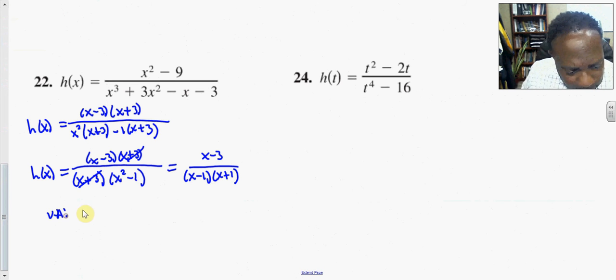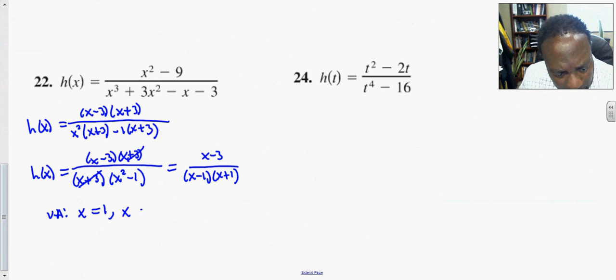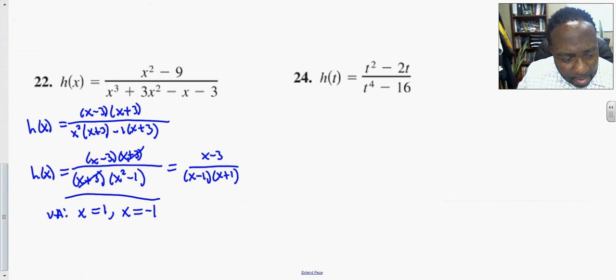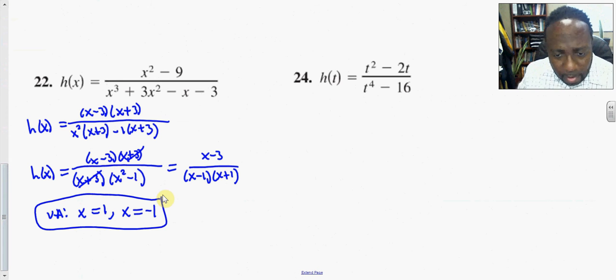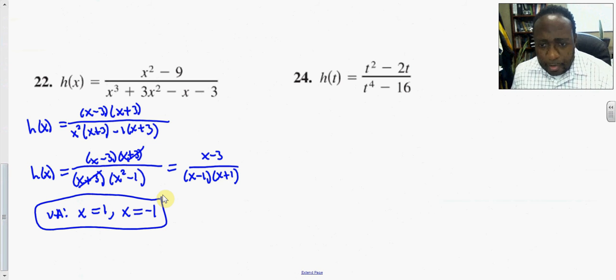So the vertical asymptotes we have here is x equal to 1 and x equal to negative 1. Okay, just want to make sure, sometimes I can write and leave something off and drive myself crazy.